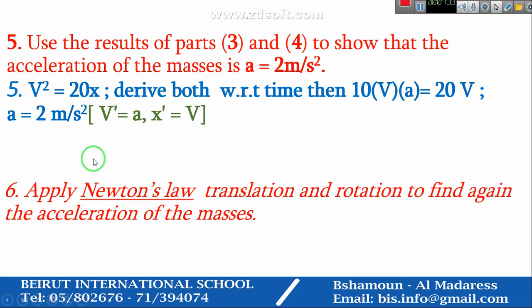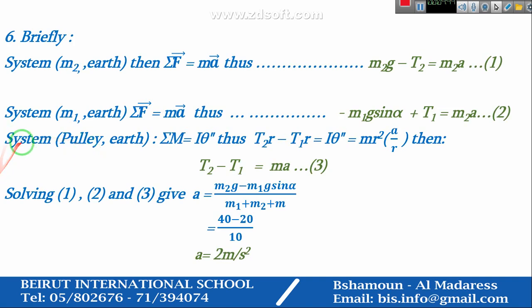In part 6, apply Newton's law in translation and rotation to find again the acceleration. You have to do the whole derivation as we used to do in classroom. For the system M2, sigma F external equals M a. The result will be M2 g minus T2 equals M2 a. System M1: sigma F equals M a, minus M1 g sine alpha plus T1 equals M1 a. System for the pulley: T2 minus T1 equals M a.